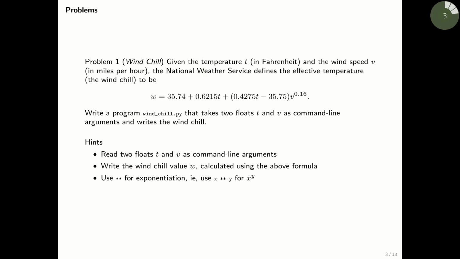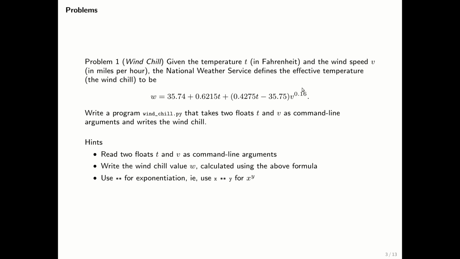The first problem in the project is called windchill. Here you're supposed to write a program called windchill.py that takes two floats, t and v, as command line arguments. These command line arguments represent the temperature in Fahrenheit and the wind speed v respectively. And what the program is supposed to do is calculate the wind chill using this formula and print it out. So first read the two floats, t and v, as command line arguments, and then calculate the wind chill, w, using this formula, and simply write that value out for output.